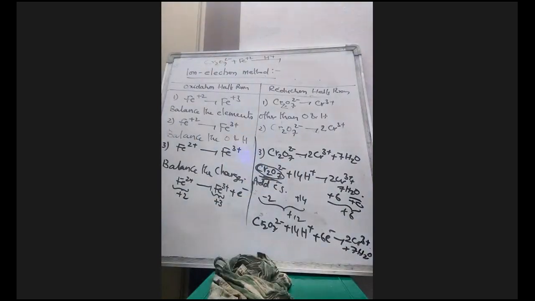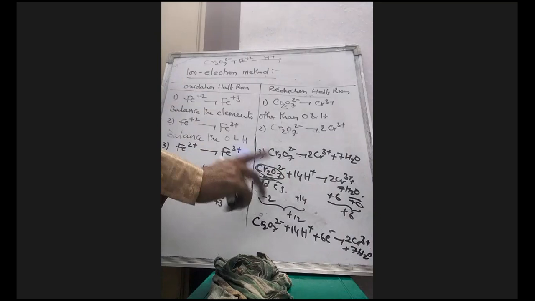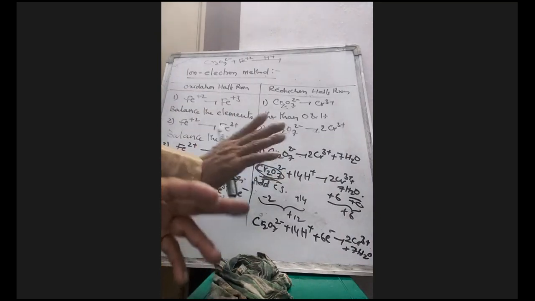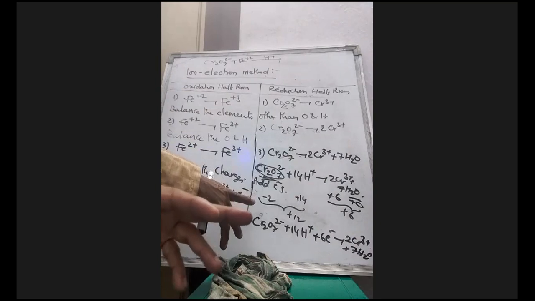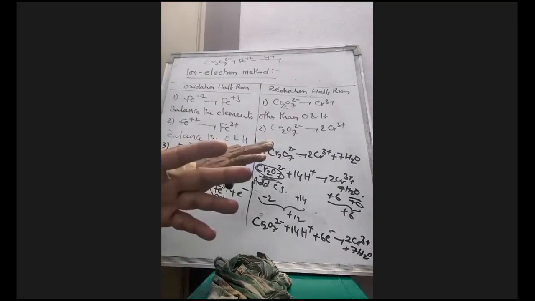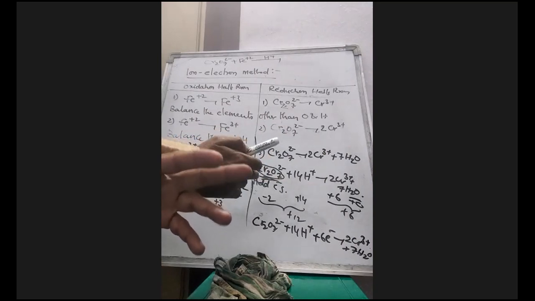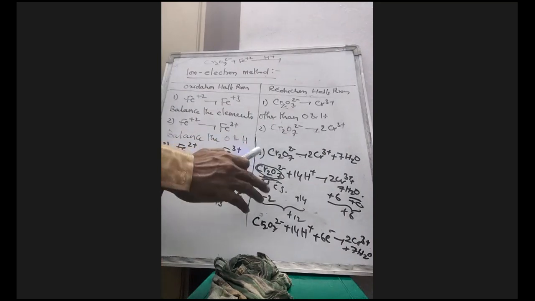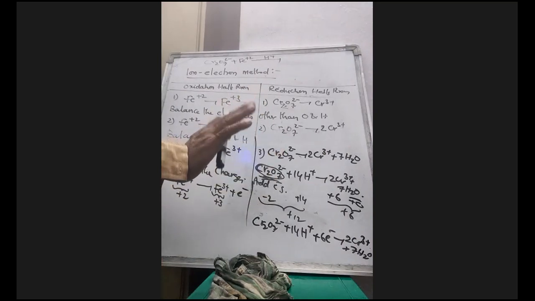We can check whether we are doing it the correct way or not. If you are doing it the correct way, in one half reaction, if electrons are added on the product side, then in the other half reaction electrons cannot be added on the same side. It should be on the reactant side. Either way, if in one half reaction the electrons are added on the product side, then in the other half reaction the electrons should be added on the reactant side.